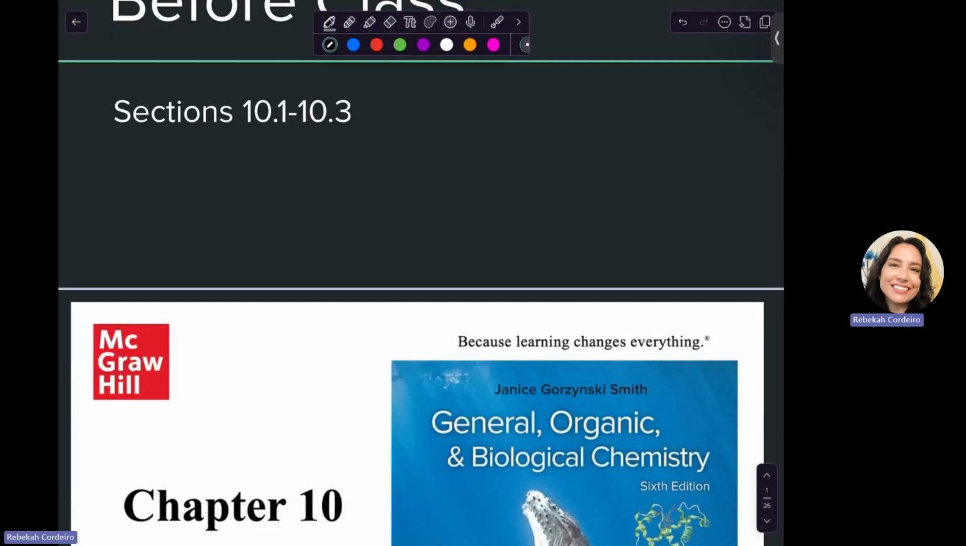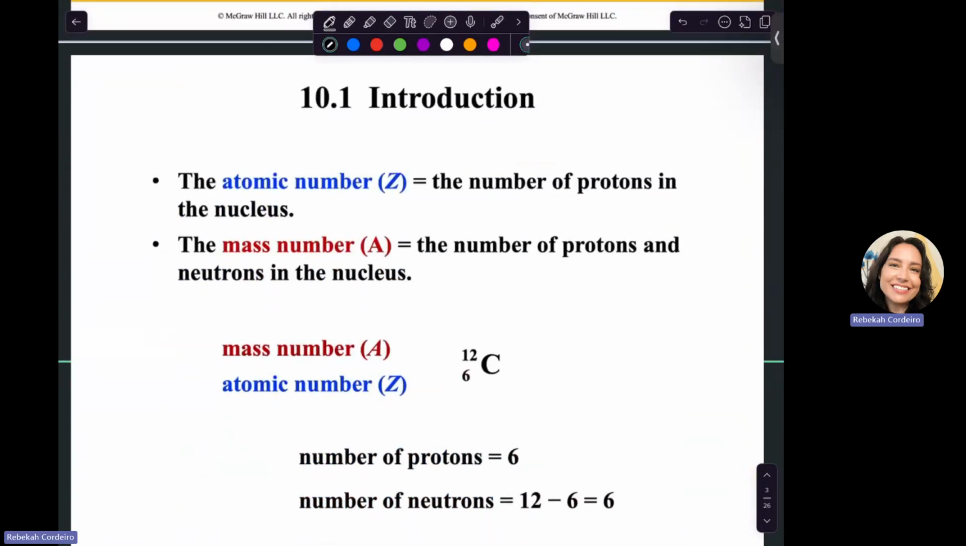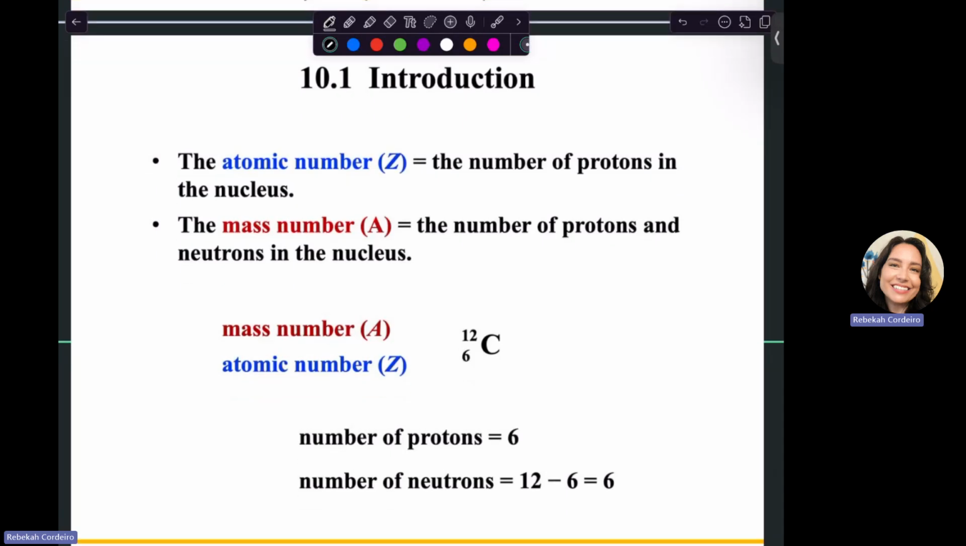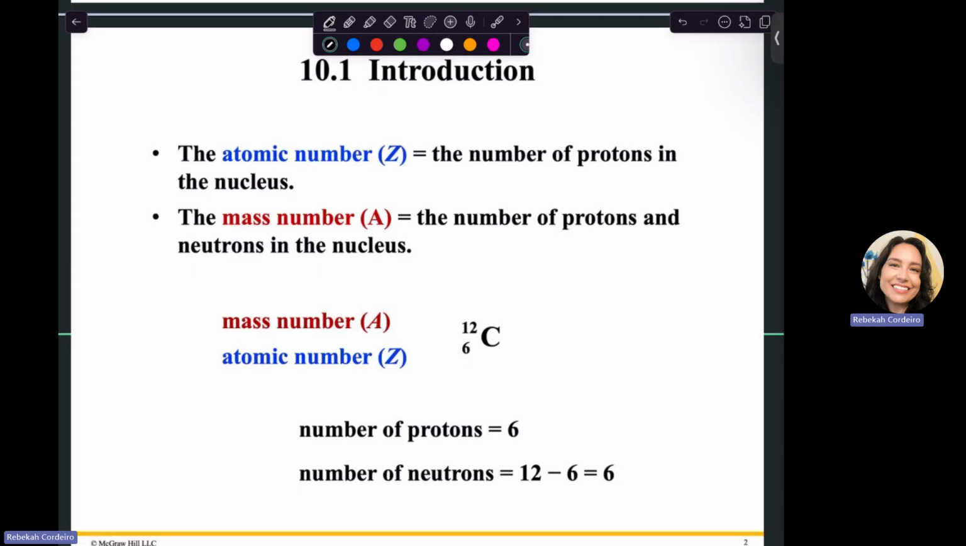Hi. So we're going to be talking about section 10.1 to 10.3 for chemistry 1151. This is going to be nuclear chemistry, the last little bit of our course. Just as a quick reminder, the atomic number, which we use as Z, is the number of protons in the nucleus. Mass number is protons plus neutrons. Remember that was from way back when we first learned this.